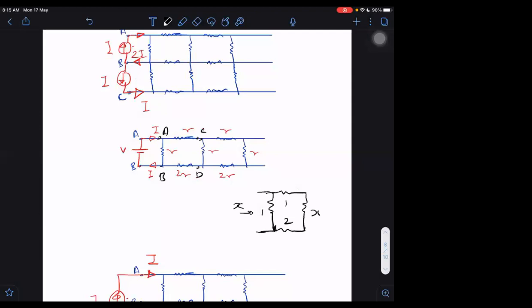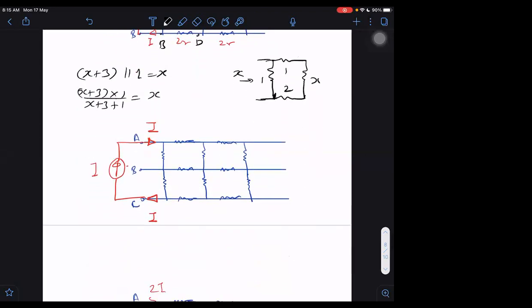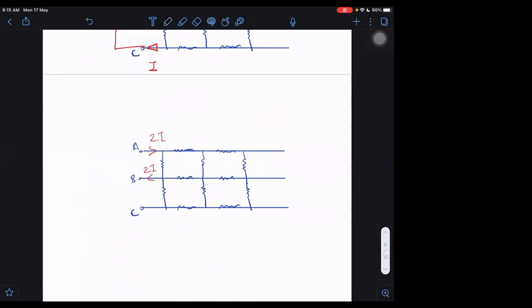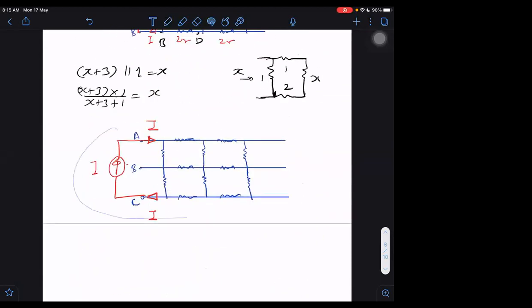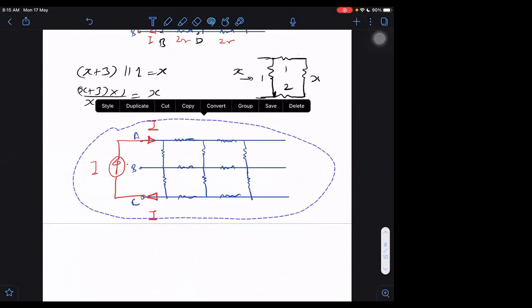So then we are getting x in series with 1 and 2, so x plus 3, in parallel with 1, is equal to x again. So we are getting (x plus 3) into 1 upon (x plus 4), equal to x. What do we get? Just solve it once and tell me the result only. I want to hear the result directly. You do the solution yourself.